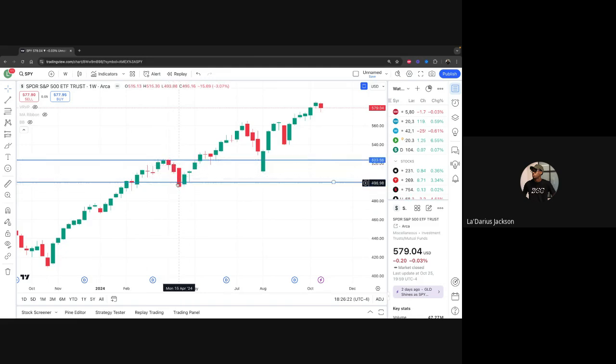So this sharp pullback came down to our support. Once it climbed up on this first candle, I would wait for a confirmation candle. Anytime I play reversals, and there's a lot of different ways to play reversals, I like to have a confirmation candle because you can get faked out. You can think that the next candle is going to be my reversal candle, and it's not.